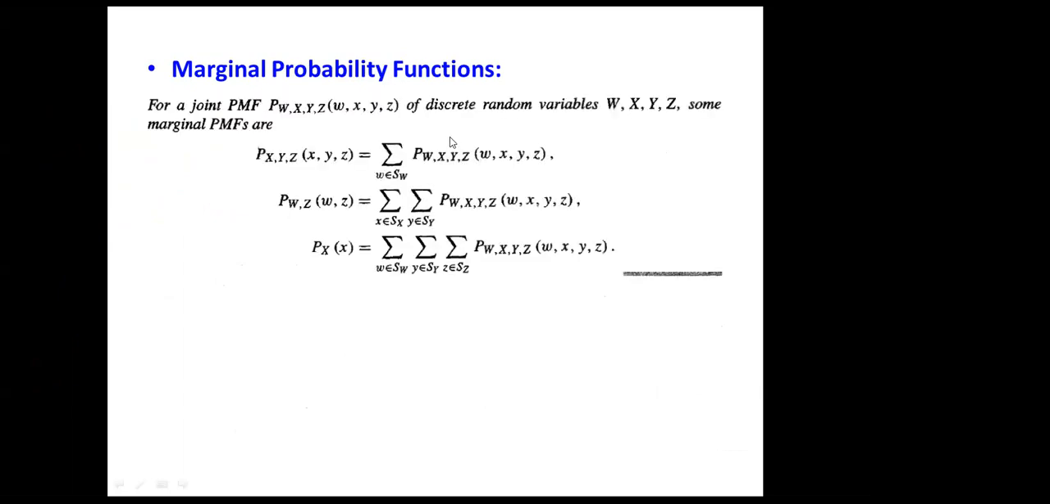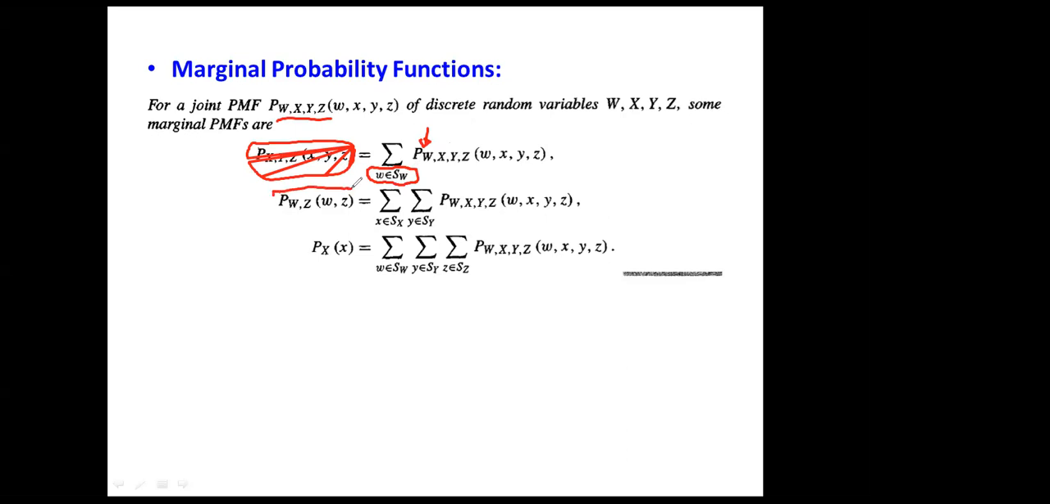So the marginal probability functions, this is coming like this. When I'm talking about the probability of XYZ from WXYZ, we have a joint probability of 4 random variables W, X, Y, Z. Now, when I am ignoring W, trying to find the probability of XYZ, that is 3 random variables from 4 random variables, that means we have to take the summation of all the values of W, isn't it?